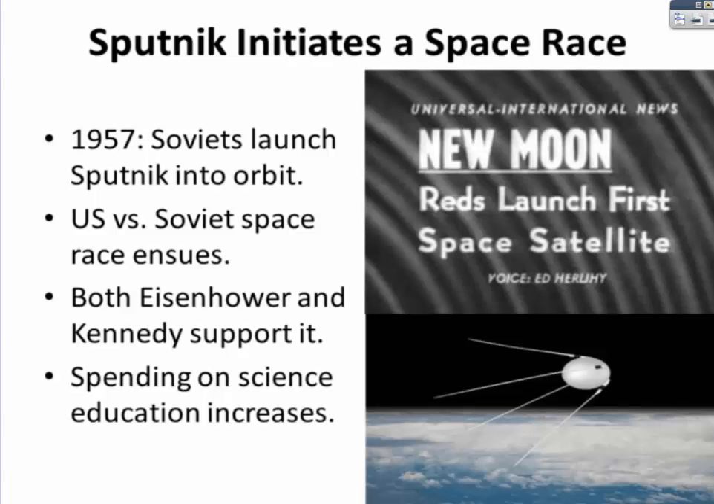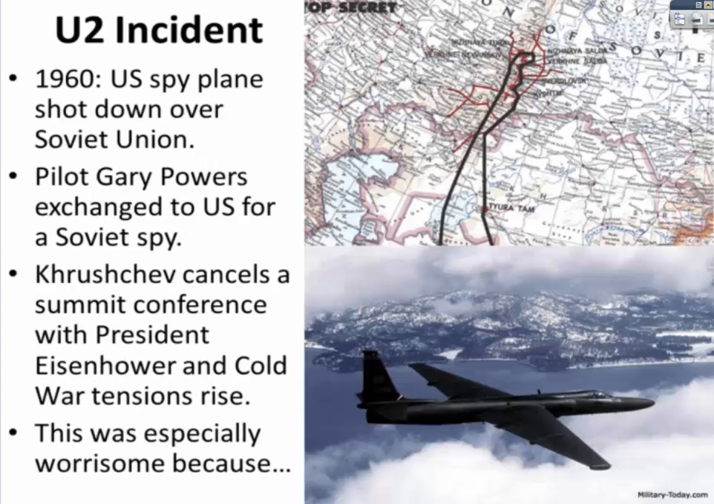Nonetheless, the U.S.-Soviet space race ensues. Both President Eisenhower and his successor, President Kennedy, support it. Kennedy even lays down the challenge to get a man on the moon before the end of the 1960s. Throughout this time period, spending on science education increases to get out ahead of the Soviet Union in engineering and space travel.